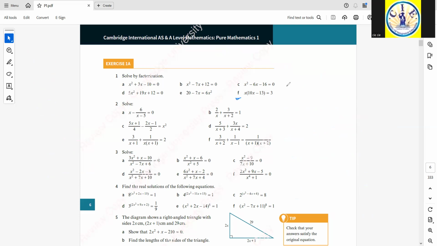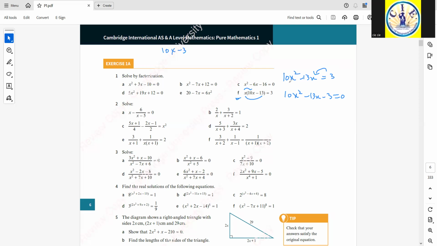Now it's part F. In this, first of all, I need to have a bit of simplification. x times 10x, that is 10x squared. x times negative 13, negative 13x equals to 3. Now let me shift this 3 to this side. Okay. Now, nothing common in these three except 1. So I would straight away start working like this.